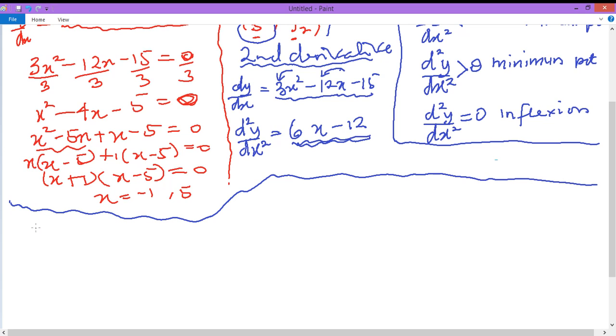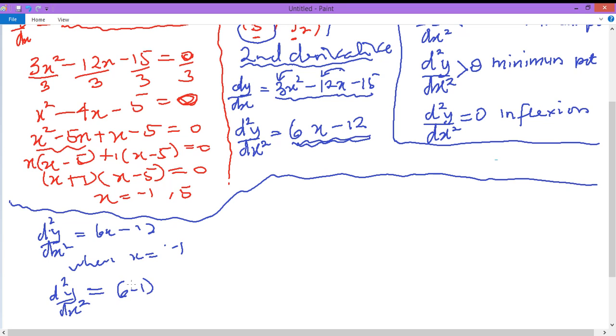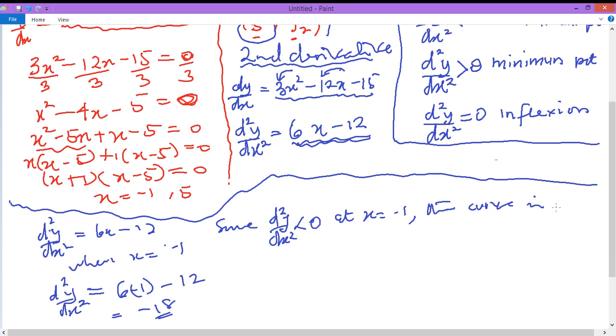Let's test. We know our second derivative is 6x minus 12. Let me write it here again: d²y/dx² is equal to 6x minus 12. When x is equal to negative 1, d²y/dx² will be equal to 6 multiplying negative 1 minus 12, and this becomes negative 18. So since d²y/dx² is less than 0, is negative, at x is equal to negative 1, the curve is maximum.